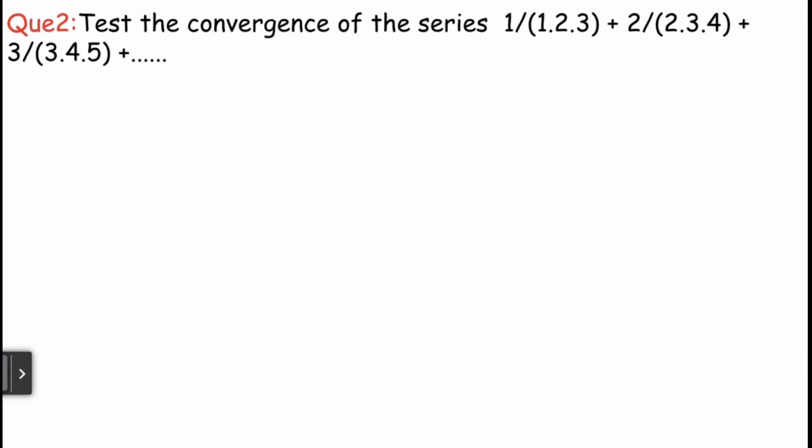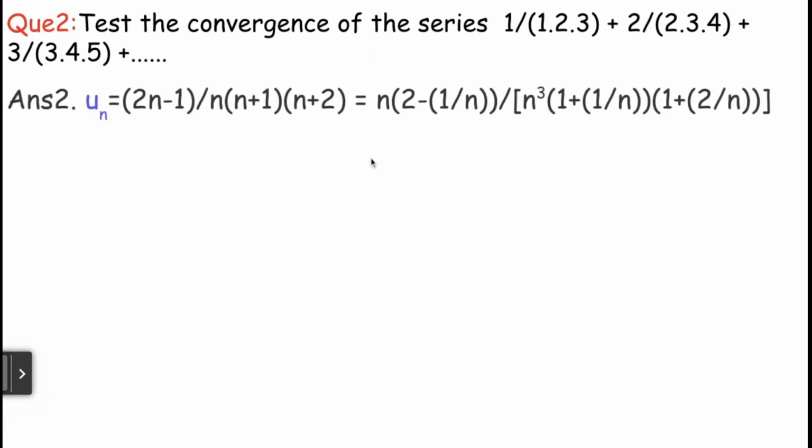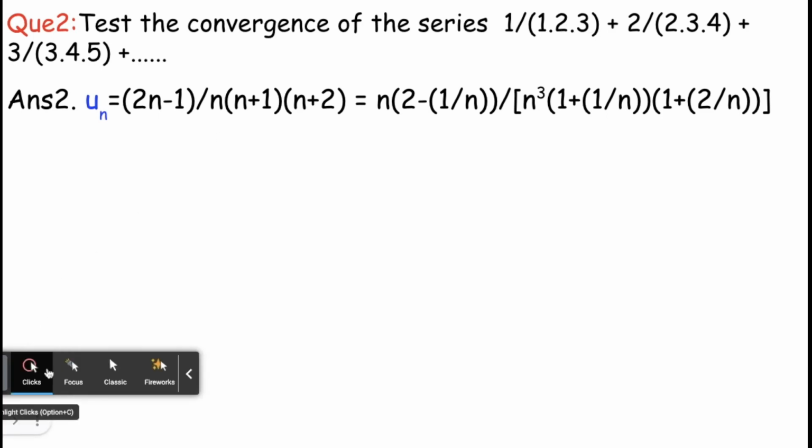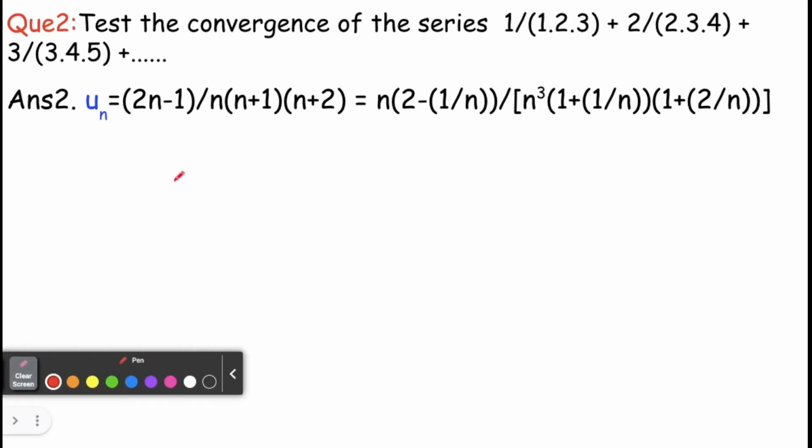Now test the convergence of the series 1 upon 1 into 2 into 3, where the whole thing is in the denominator. Let's solve this question. How do we write it? We can write it like in this example, n into n plus 1 into n plus 2. Let's suppose Un is 2n minus 1. Why is this 2n minus 1, why not n? Because we're going to split it into these forms.